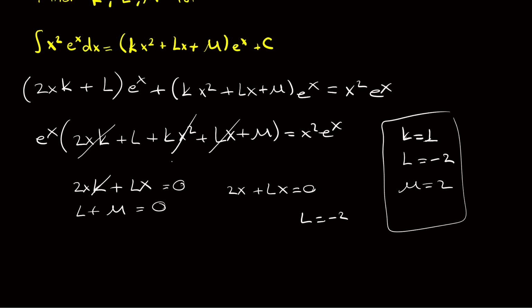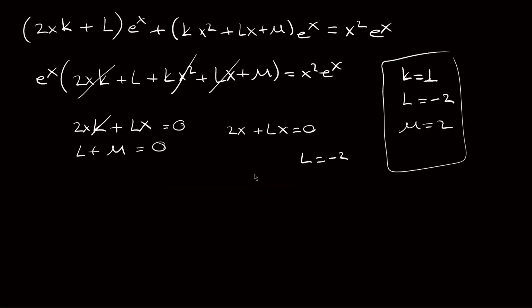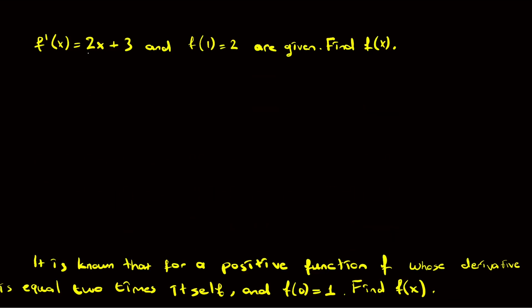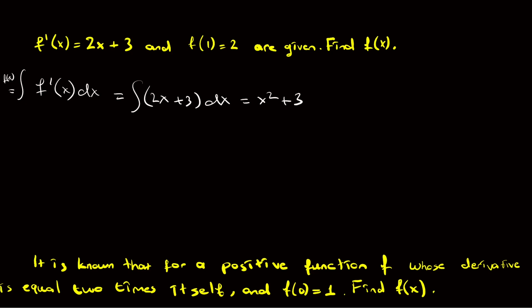If we did not make a mistake, this is the answer. You can check it. F prime of x is given to us, and f of 1 is equal to 2. These are given. Find f of x. If I integrate this, I will get the original function. Let's integrate this function. This gives us the integral of 2x plus 3 dx, which is equal to f of x, and this is equal to x squared plus 3x plus c.